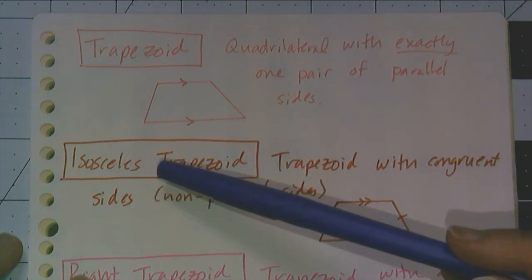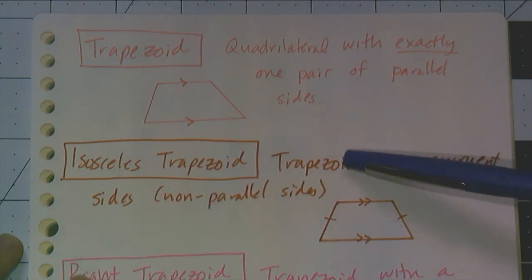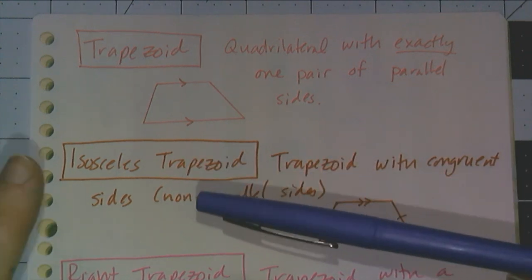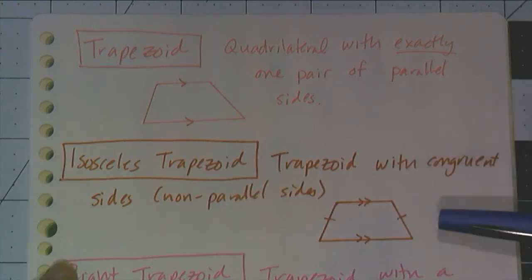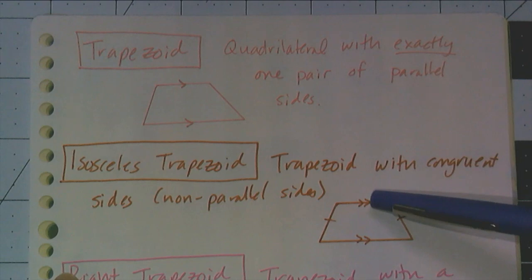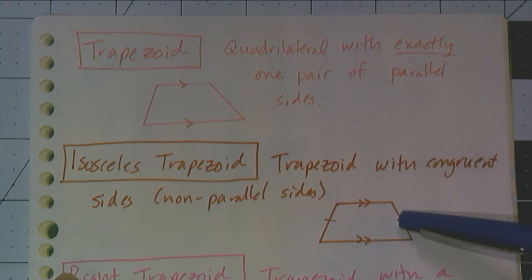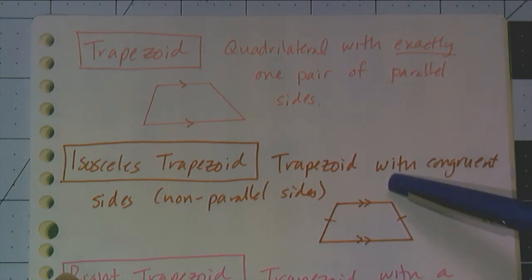We have the isosceles trapezoid, which is a trapezoid with congruent non-parallel sides. So I have parallel sides, and then the non-parallel sides are marked as congruent. This is a picture of an isosceles trapezoid.